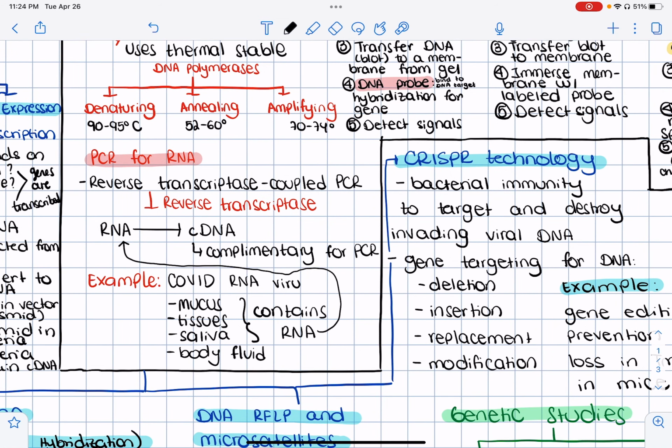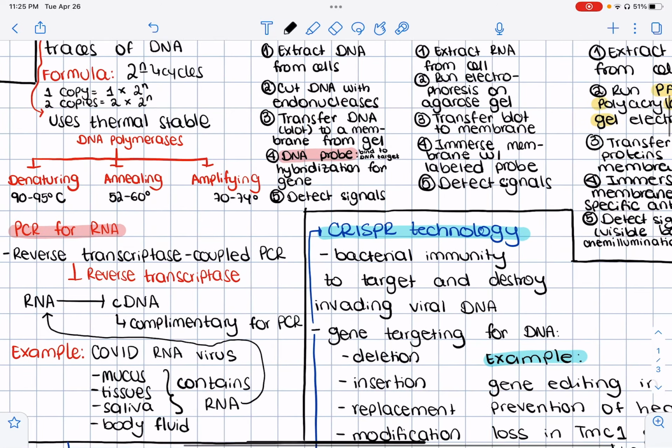The example for this is COVID-19. COVID-19 is an RNA virus, which has traces of RNA in mucus, tissue, saliva, and body fluids. The RNA obtained from samples of these tissues is going to react with a reverse transcriptase, generating the complementary DNA strand, and this is what's going to be studied in the PCR.